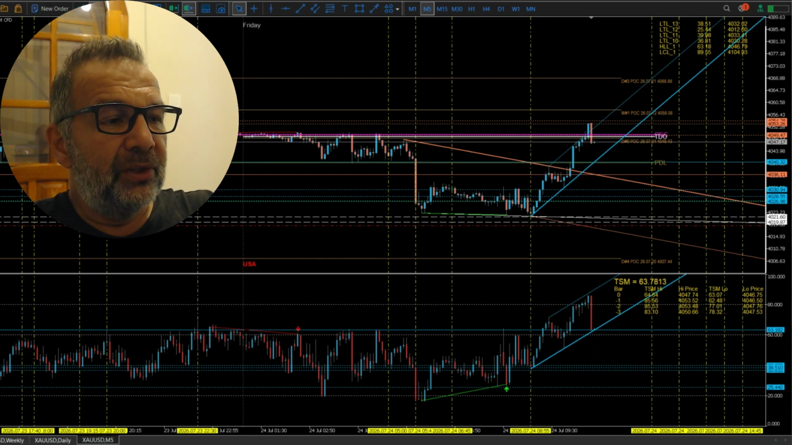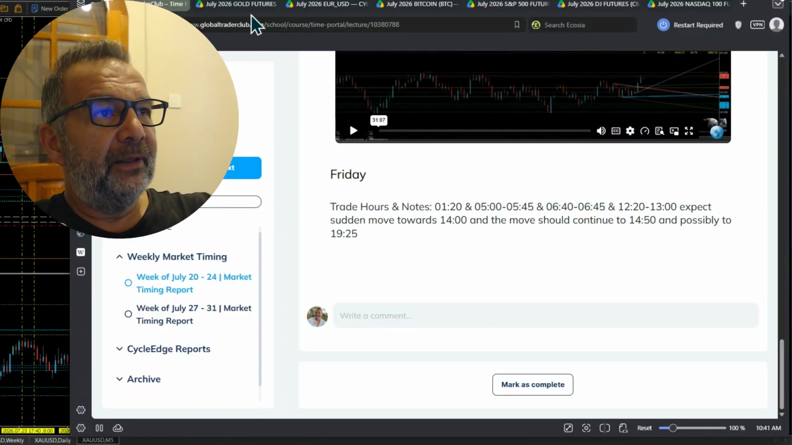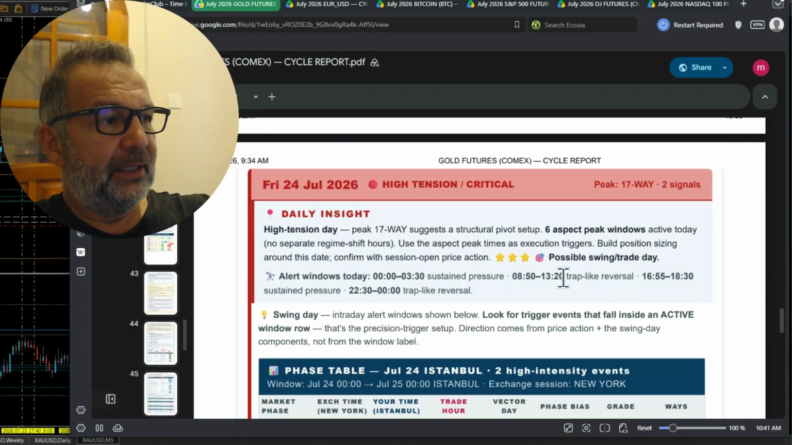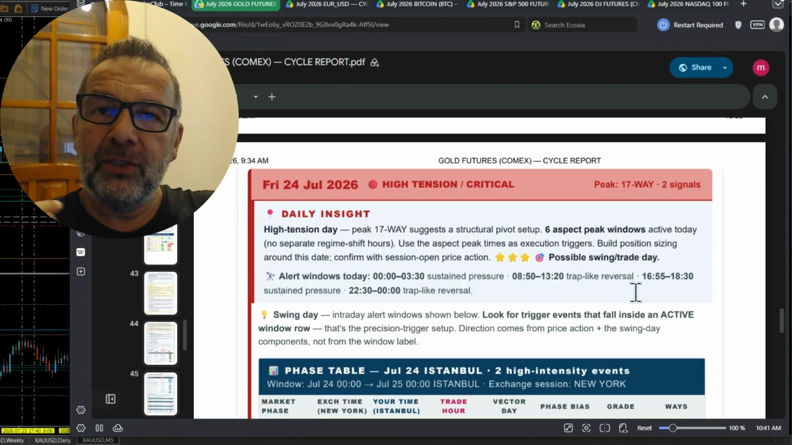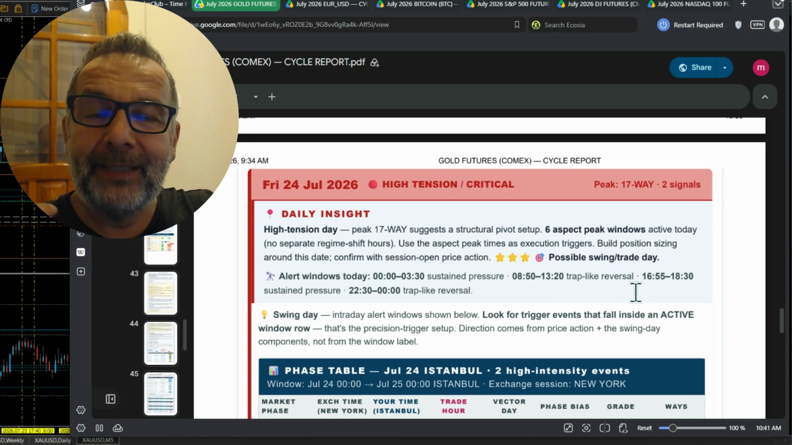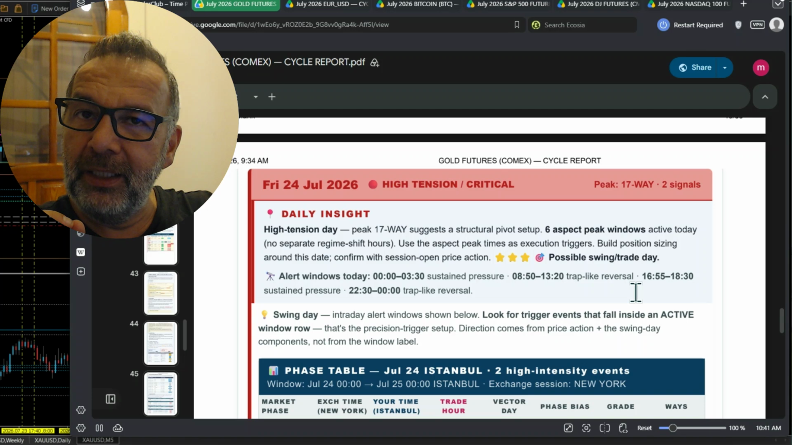Another thing with this report, which is really good to know, is if it tells you, listen, there's a trap like a reversal, obviously that zone is going to be tricky and dangerous. You might want to wait it out. Not a bad idea at all.